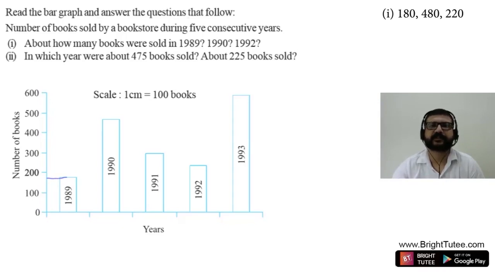So the answer for the first question will be 180, and then we have to tell how many books were sold in 1990. So it will be approximately, we can say 480. And then for 1992, here is the bar for 1992. So it will be approximately 220.